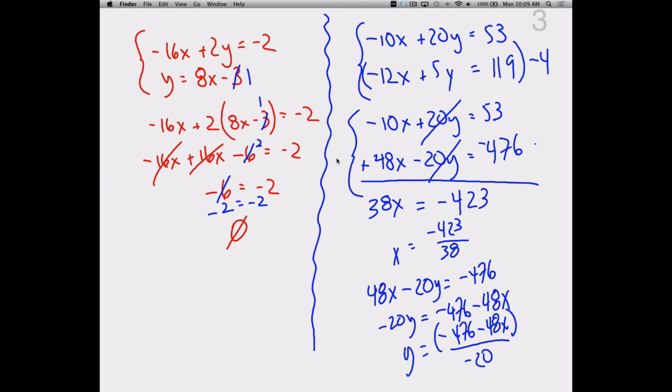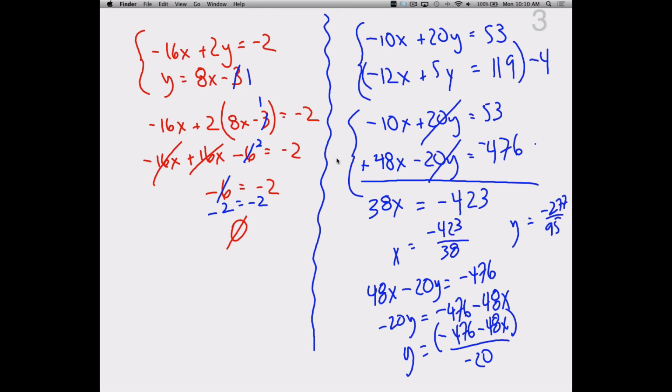Wait, why are there parentheses? Because y is equal to the whole numerator over negative 20. You will get an ugly decimal, will you not? Convert that decimal back into a fraction. I just got a fraction. It went right to fraction? What do you got? Negative 277 over 95.